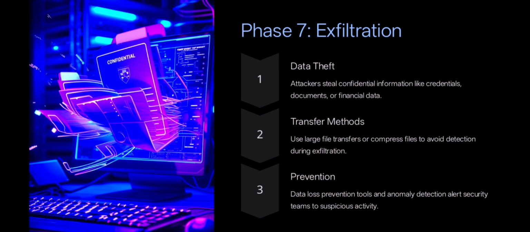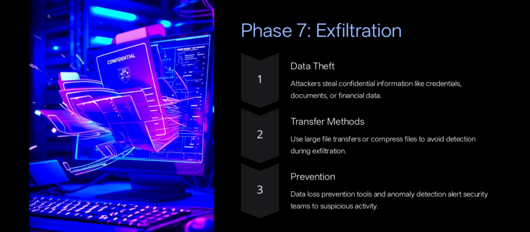1. Reconnaissance. 2. Weaponization. 3. Delivery. 4. Exploitation. 5. Installation. 6. Command and control, C2. 7. Exfiltration/actions on objectives. The exfiltration phase, sometimes combined with actions on objectives, refers to the act of removing stolen data from the victim's environment to an attacker-controlled location. This phase often follows successful infiltration and control of a target network.